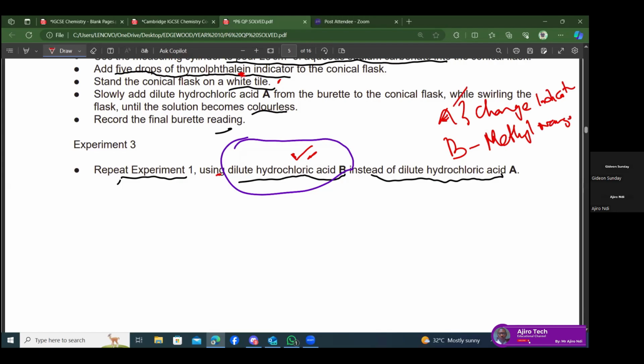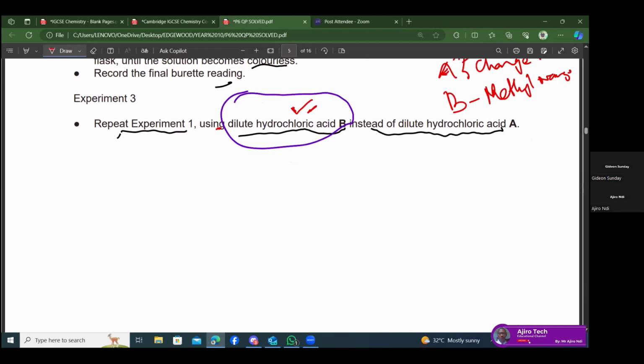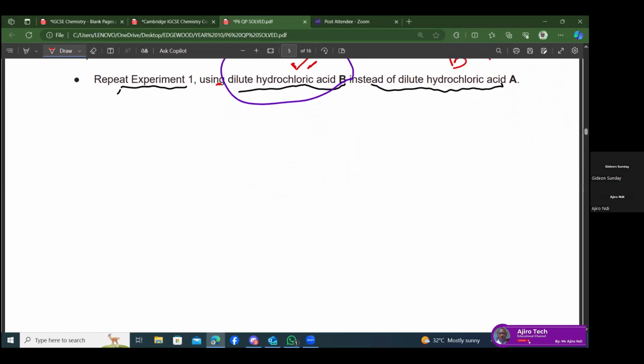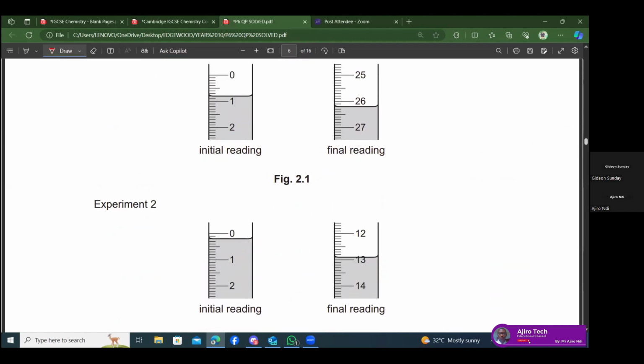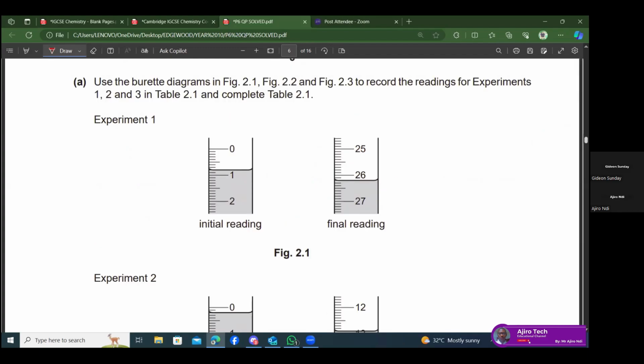So for experiment 1, the indicator is methyl orange. For experiment 2, the indicator is thymolphthalein. Let's see if it's going to affect the results. Okay, so let's move to the question part. You are given different burette readings and you're asked to pick them out. For experiment 1, you're going to pick out the initial reading and final reading.